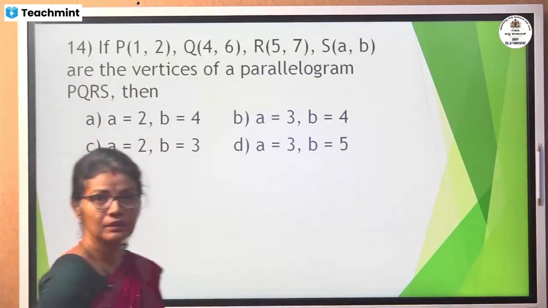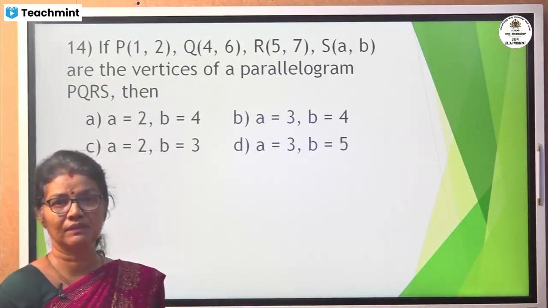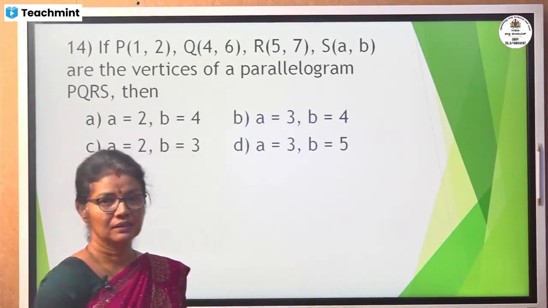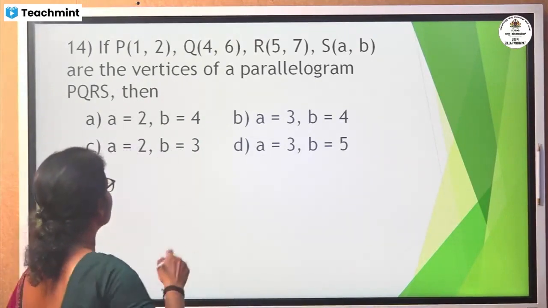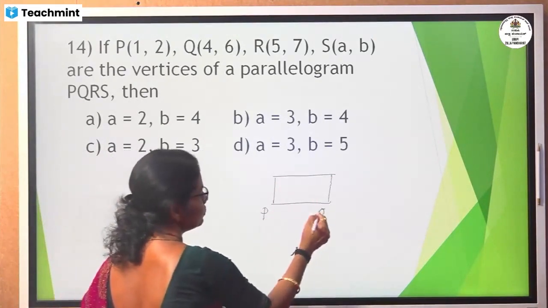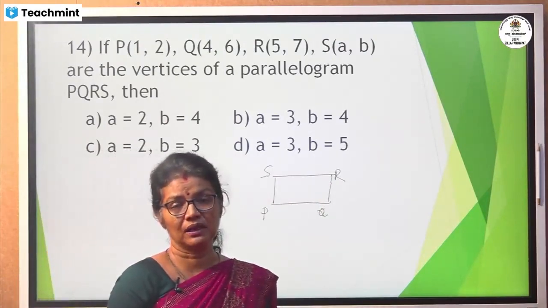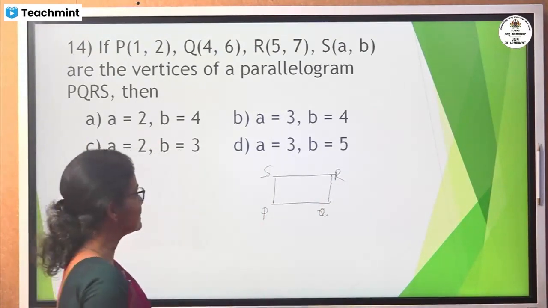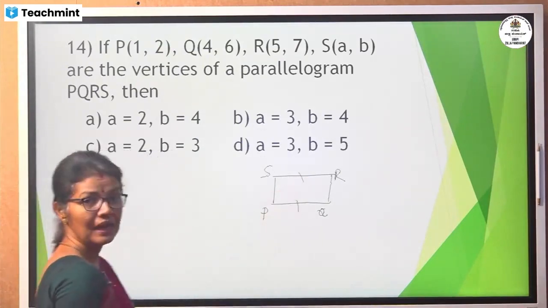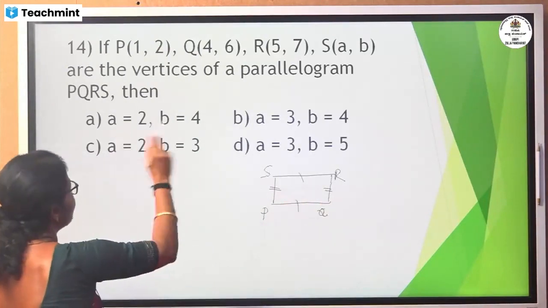Next question. If P of 1, 2, Q of 4, 6, R of 5, 7, S of A, B are the vertices of a parallelogram PQRS, then the value of A and B we have to calculate. If we draw the parallelogram PQRS, we know that opposite sides of the parallelogram are equal and parallel. So we'll consider lengths equal now. So length of PQ must be equal to length of SR and length of PS must be equal to length of RQ. So here the values of A and B are given.